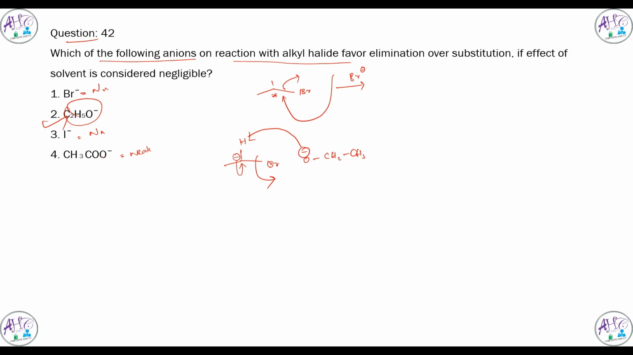If you see in the case of option 4, we have a carbonyl group, which is actually a pi acceptor. So it has very less basicity compared to your other group, compared to your ethoxy group. So this is your ethoxy group.